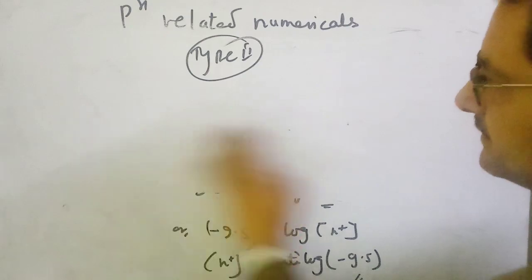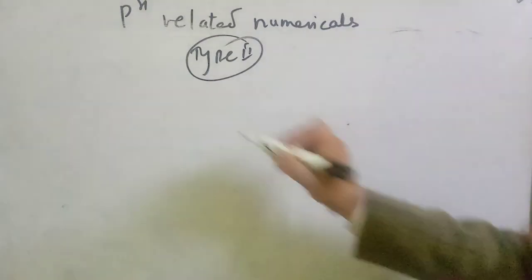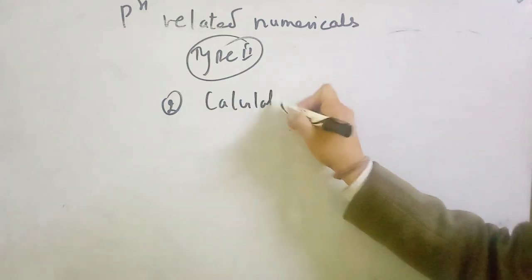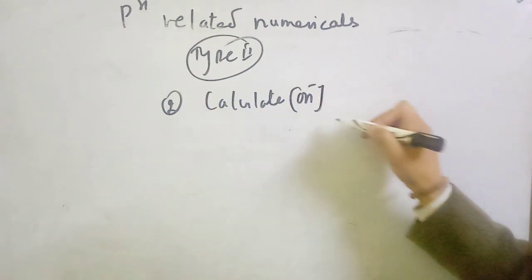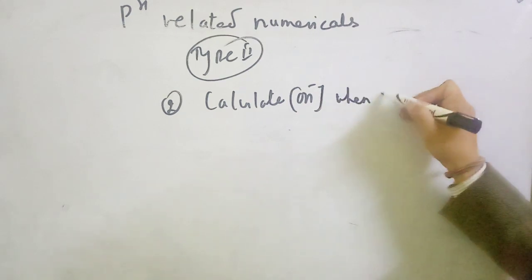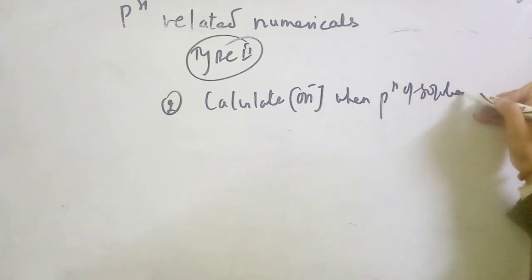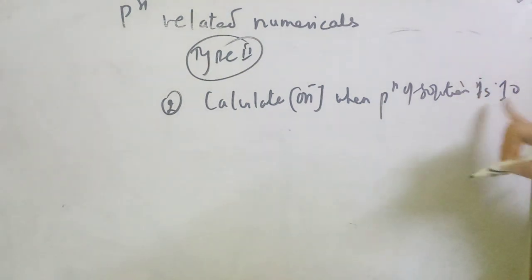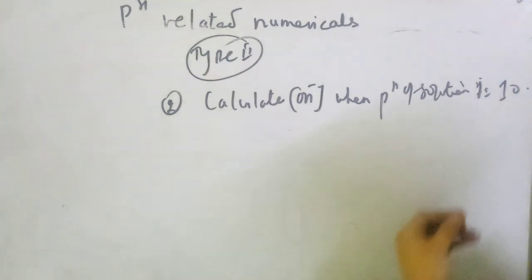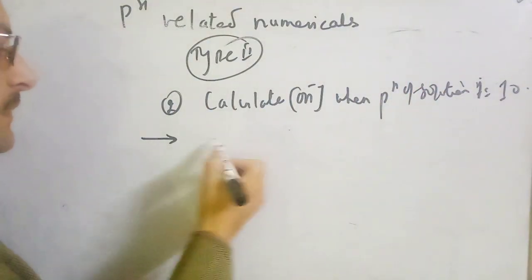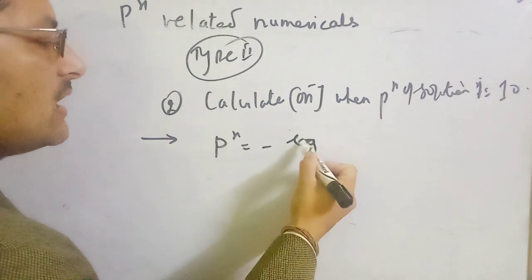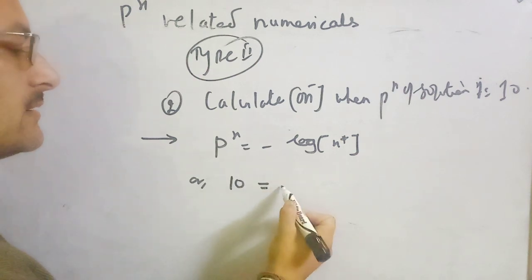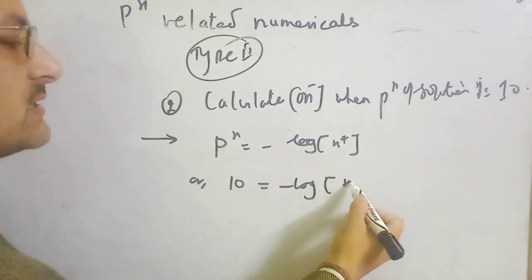Now I go to the second problem of type 2. In number 2, calculate hydroxide ion when the pH of the solution is 10. When pH is given as 10, you have to calculate the hydroxide ion. It is a base. pH equals minus log hydrogen ion concentration. This is the basic formula. You are given pH 10, and you need to calculate the hydrogen ion concentration first.